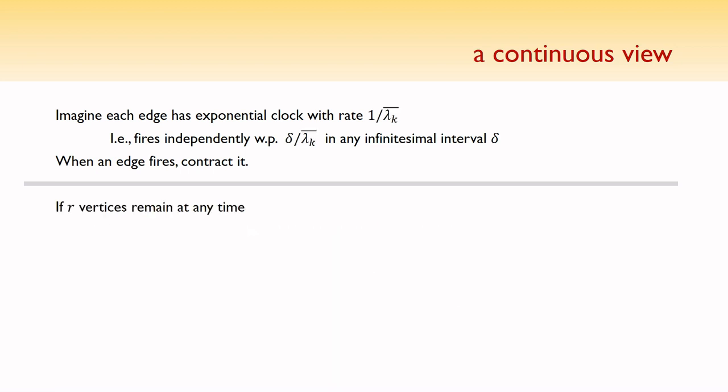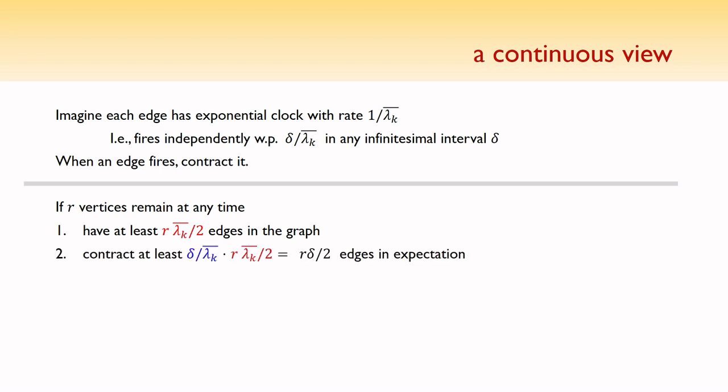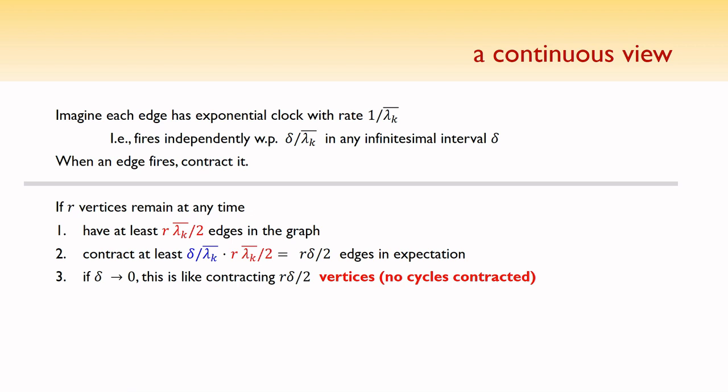So let us repeat the Karger-Stein analysis from the continuous viewpoint, just to develop some more intuition on how it works. If R vertices remain at any time, first of all, there are at least R times lambda k bar over 2 edges in the graph. It's the same analysis as before. And we contract in expectation at least the probability of firing times the number of edges in the graph. Now, if delta goes to 0, I claim this is like contracting this many vertices. The only case when these two differ could be when we contract a cycle, because in a cycle, we contract an extra edge that does not actually reduce the number of vertices. But when delta goes to 0, this should not happen. Essentially, we only contract either 0 edges or 1 edge. So there should be no cycle contraction. So the number of vertices drops by R times delta over 2 in expectation. Equivalently, the number of vertices R drops by this factor in expectation.